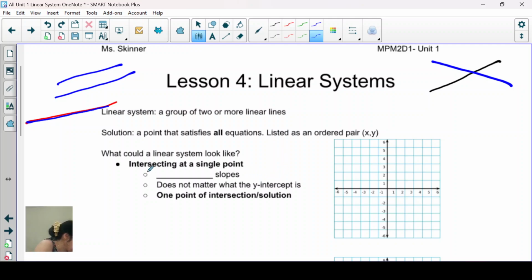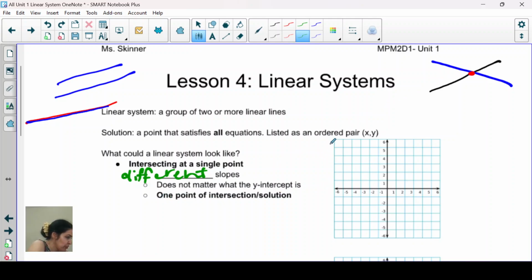Now, intersecting at a single point. If you look here, these two lines intersect at a single point. If you notice here, they have different slopes. It does not matter what the y-intercept is. So they have different slopes, and the y-intercept can be the same or different, it doesn't matter.